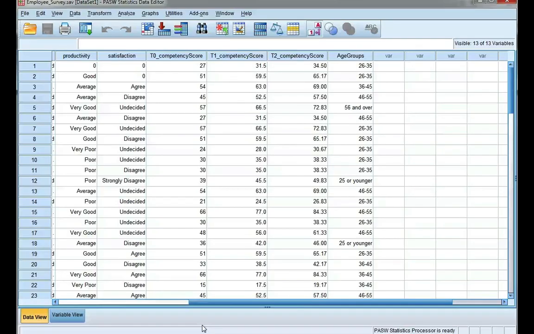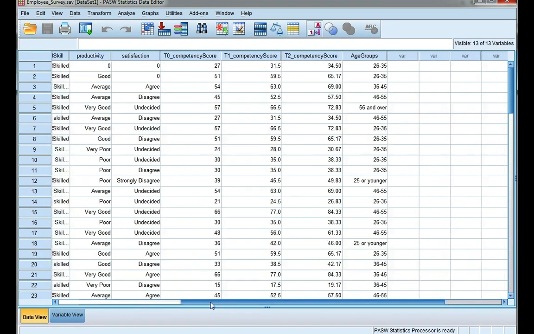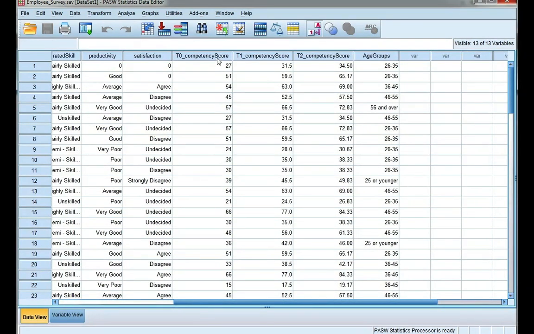In this video, we're going to look at how to compute a Spearman rho correlation coefficient. Sometimes this is called Spearman's rank, or it's written as rs. The reason I'm going to use Spearman's rho is because I want to correlate total competency of an employee before starting the job with their age group. And because age group is ordinal and categorical, I cannot use Pearson's r.